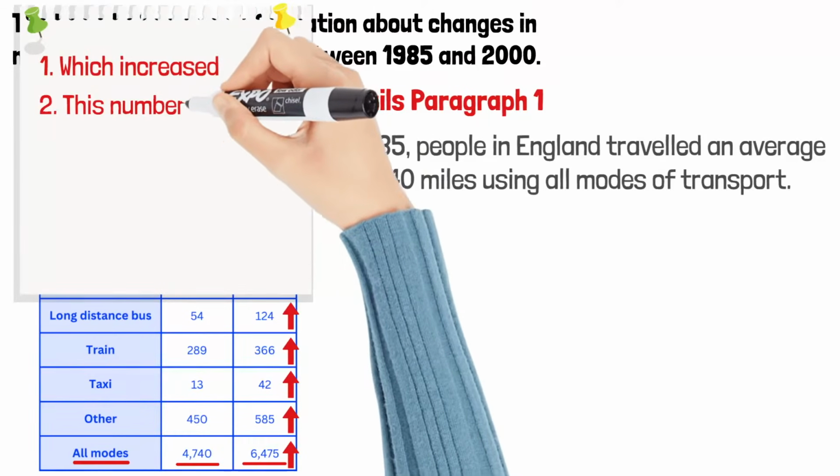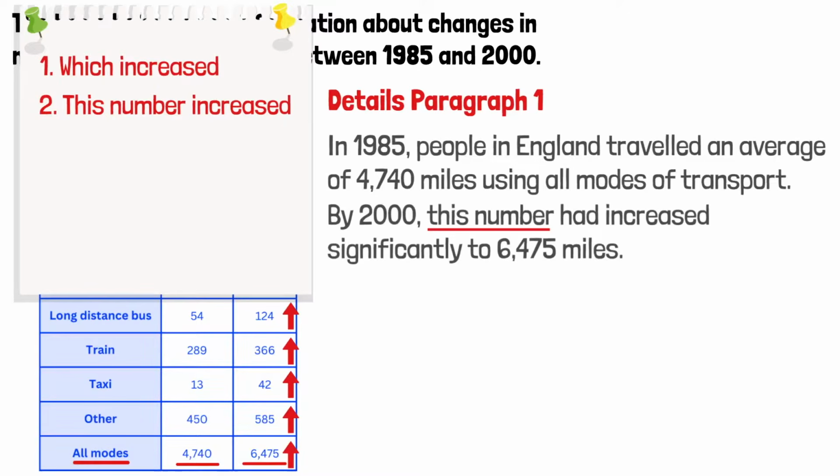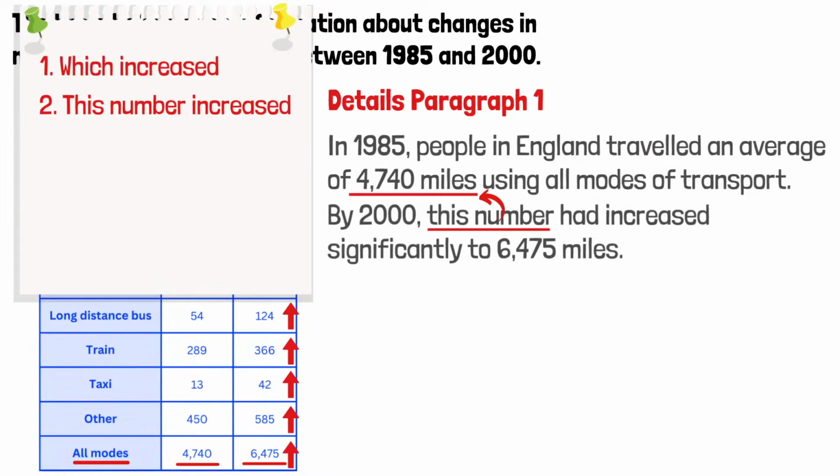Alternatively, you could use this number. By 2000, this number had increased significantly. Again, you could interpret it as referring to 4,740 miles, but really, it actually refers to the entire part of the average miles traveled using all modes of transport.